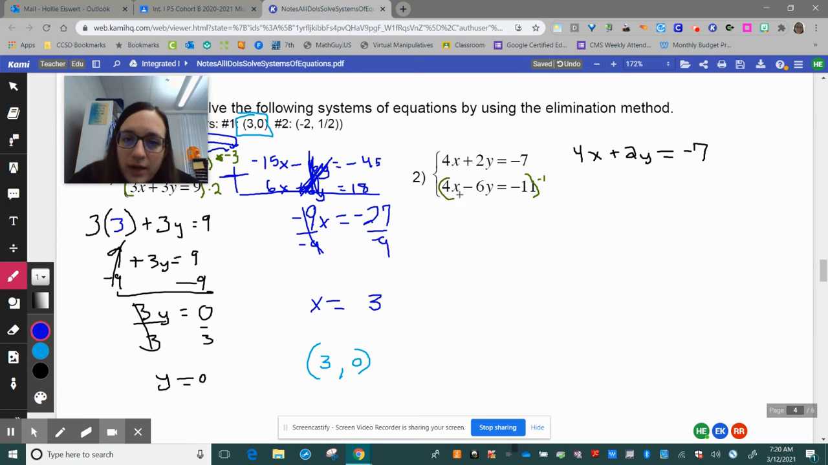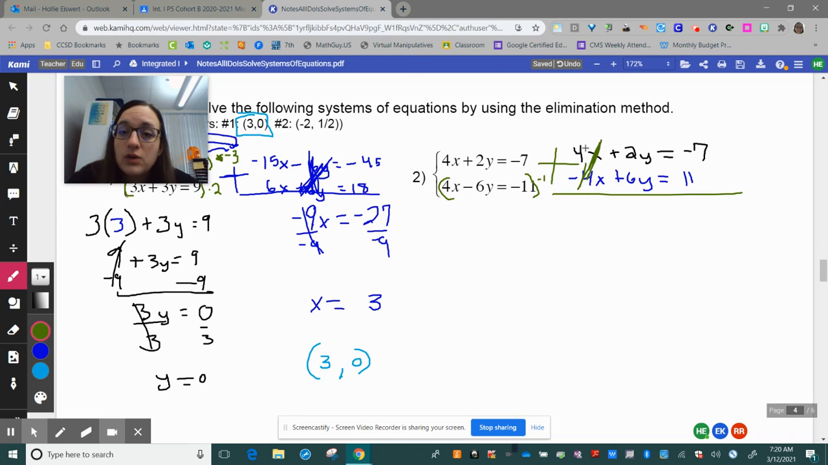So that gives us 4x times negative 1 is a negative 4x. See how those x's will disappear? Negative times a negative is a positive 6y. And negative 11 times a negative 1 is a positive 11. From there, when we add these, whoosh, we get 4x and negative 4x. Those are eliminated. So again, it doesn't matter whether you eliminate the x's first or the y's first. Pick the easier one. Then we have 6 and 2 is 8y is equal to 4.